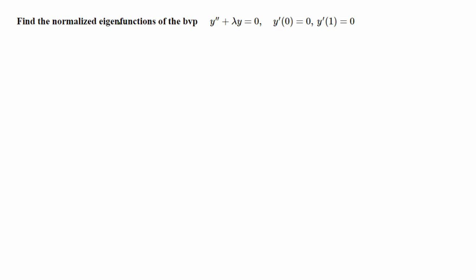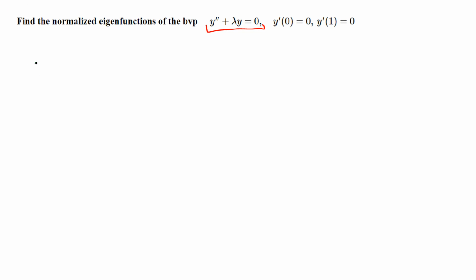Find the normalized eigenfunctions of the boundary value problem. So first we find eigenfunctions, then we'll normalize. Okay, to find the eigenfunctions we need to consider three cases, because this lambda, which is a real number, could be positive, negative, or zero.